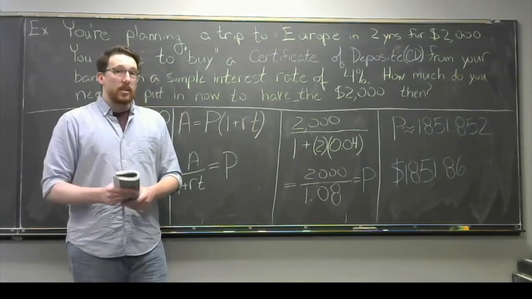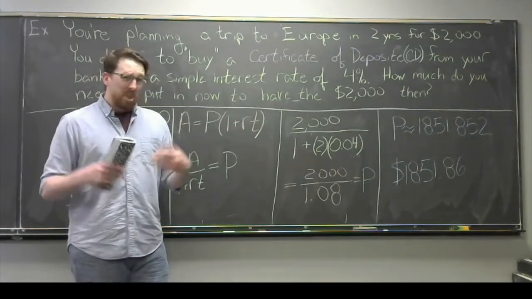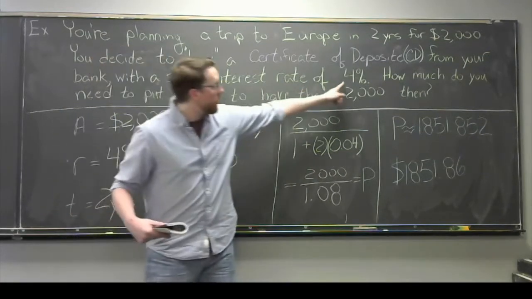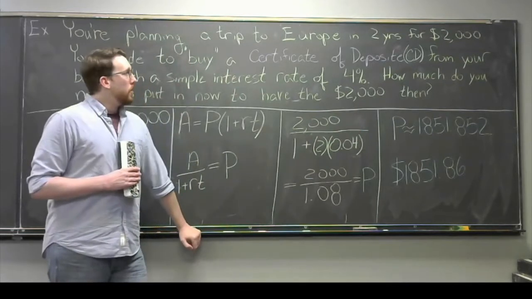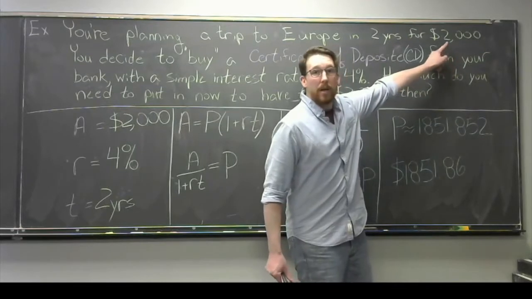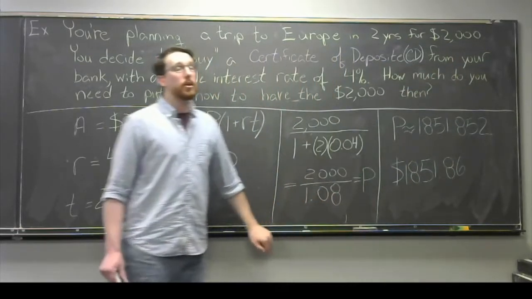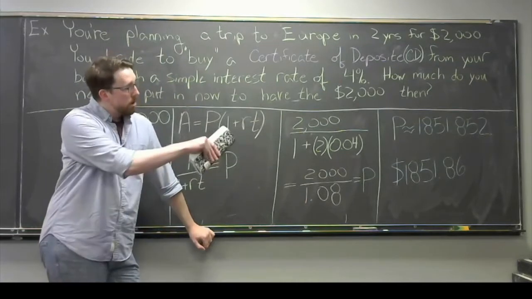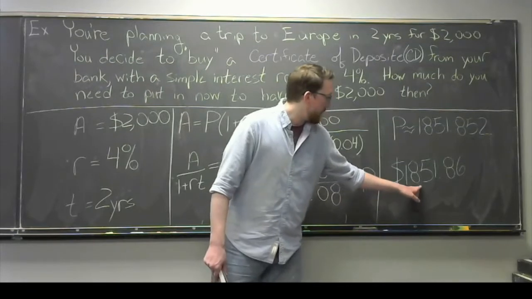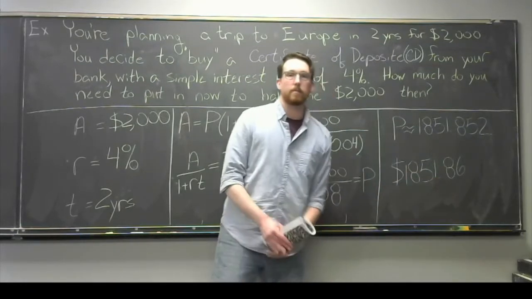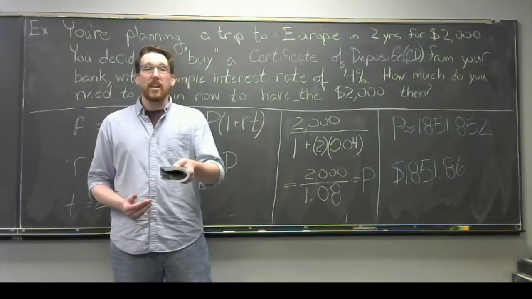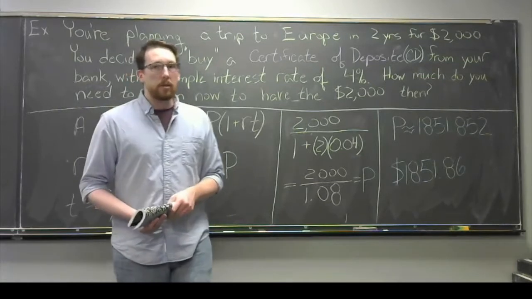So in this particular problem, what we're saying is, if you want to buy a CD that'll last for 2 years at a rate of 4%, and you want at least $2,000 at the end of those 2 years, well, you're going to have to buy your CD at a principal amount of $1,851.86. That's what this problem is saying. Having said that, let's move on to compound interest.